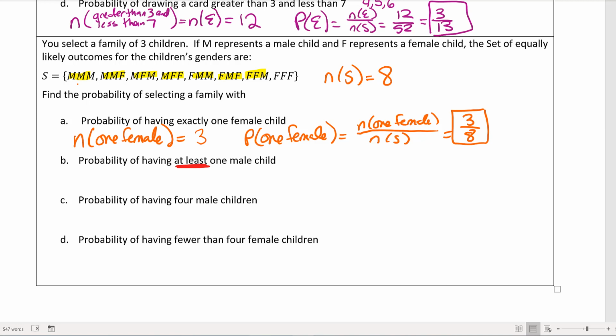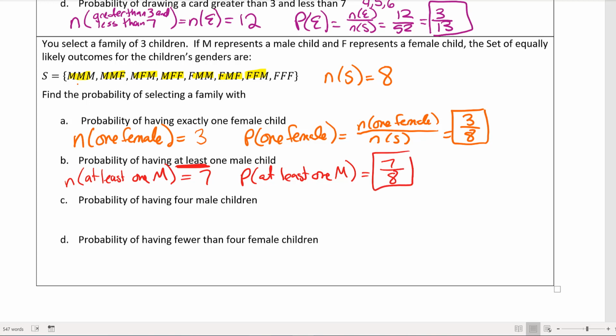So when I'm trying to find this problem, the number of ways we could have at least one male is going to be 7. So the probability of at least one male is going to be 7 out of 8.